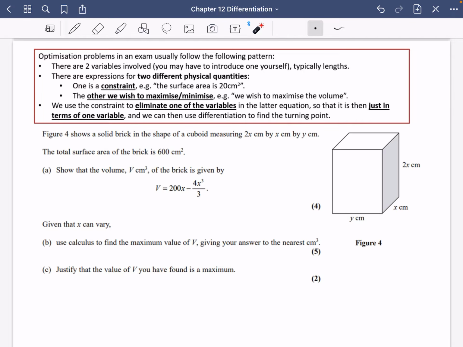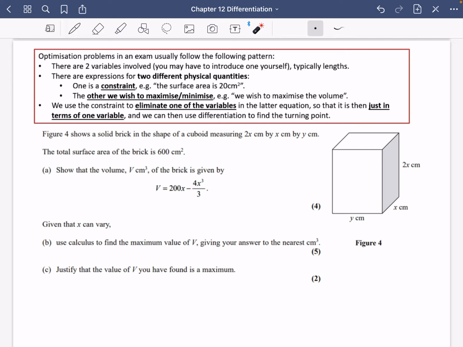What we do is we use the constraint to eliminate one of the variables in the second equation so that it is just then in terms of one variable. And then we can differentiate that to find the turning point, etc. So when you look at this question here, you'll notice that y is involved as one of the lengths of this cuboid, but then when they're talking about the volume of it, y isn't involved anymore. And that's because one of the variables, the y variable, has been eliminated.